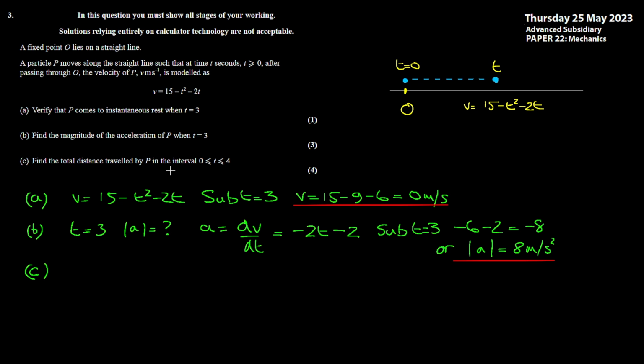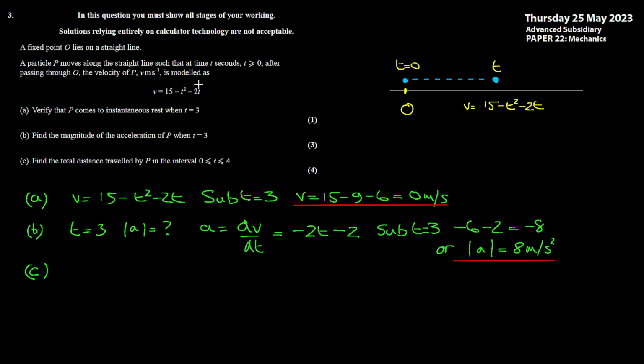So in part C, we've been asked to find the total distance travelled by the particle P in the interval 0 up to 4. Now, we've got a bit of a danger problem here. We've got that the particle stops its motion at 3 and then travels the other way. It's passed O, it's come to rest, and now it's coming back. So we're going to have to treat the distance in two separate sums.